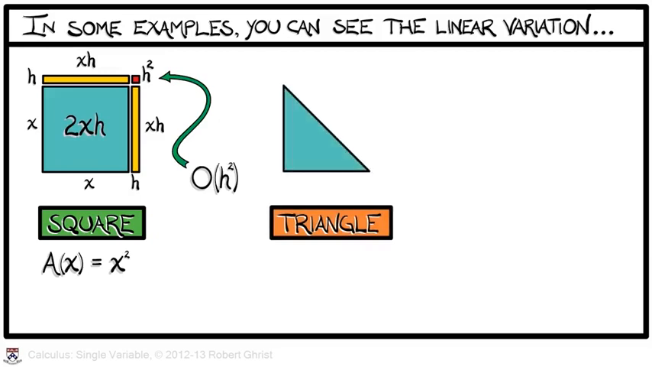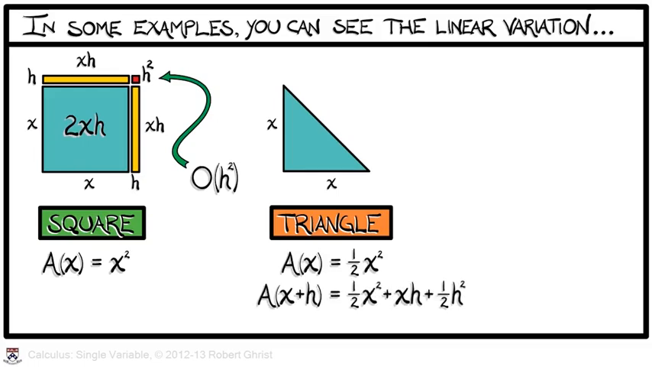So ignoring the terms in big O of h squared, we see that the linear variation is 2x times h. For a triangle, we would get something similar. Let's say a right triangle with length x and height x. Then the area, 1/2 x squared, has the following variation. A of x plus h is 1/2 x squared plus x times h plus 1/2 h squared. Visualizing the additional area, we can break it up into a parallelogram whose width is h and whose height is x, giving a linear variation term of x times h.